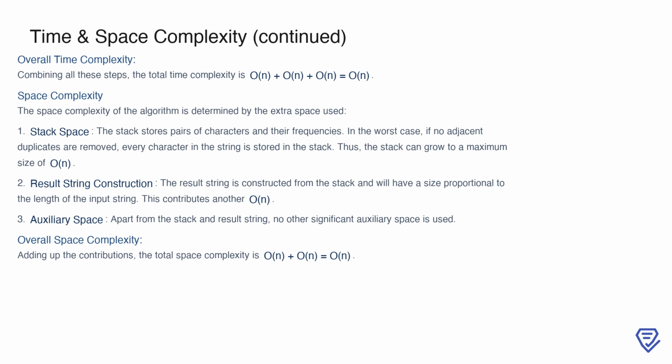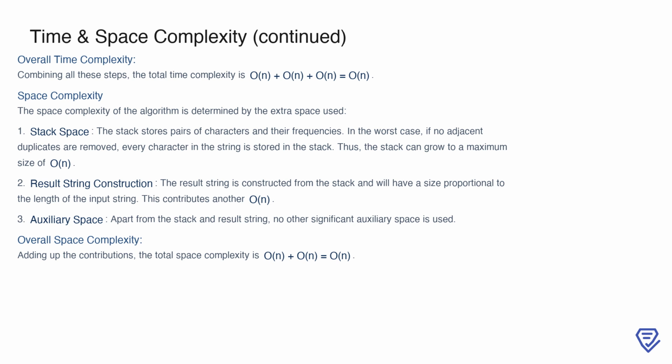Now, let's summarize the overall time complexity. Adding up the traversal, stack operations, and result reconstruction, we get O(n) plus O(n) plus O(n), which simplifies to just O(n). Next, we analyze the space complexity. The primary space usage comes from the stack, where we store pairs of characters and their frequencies.